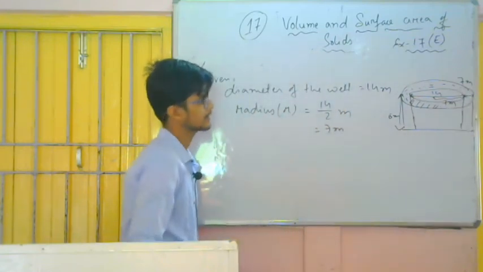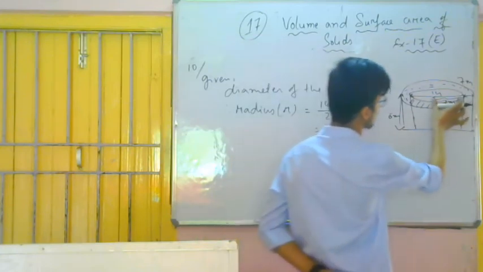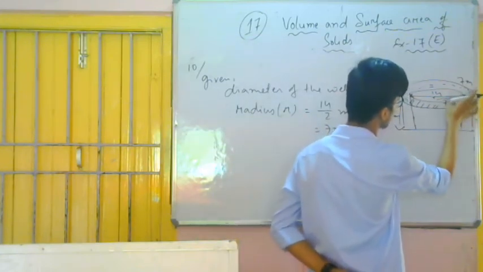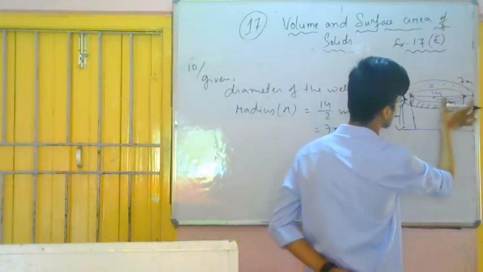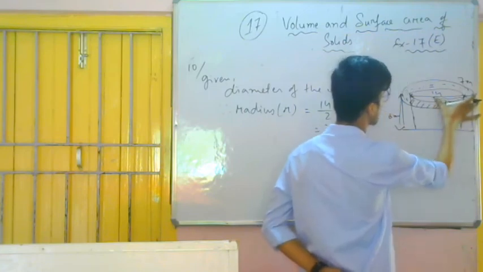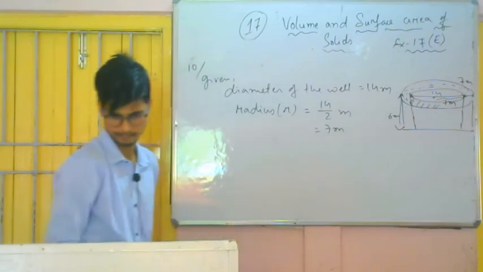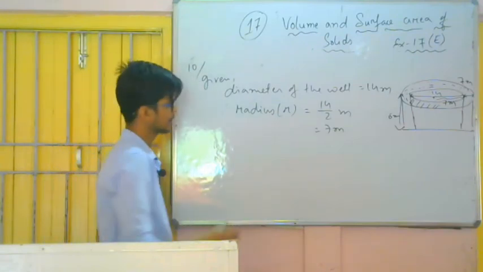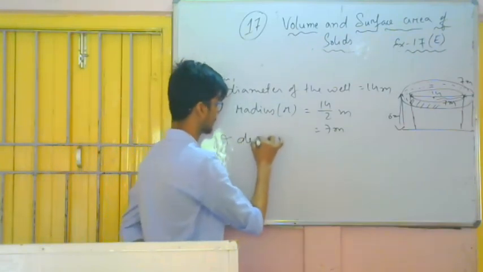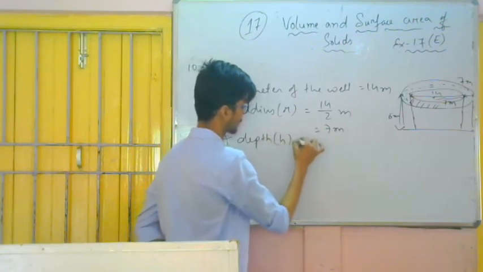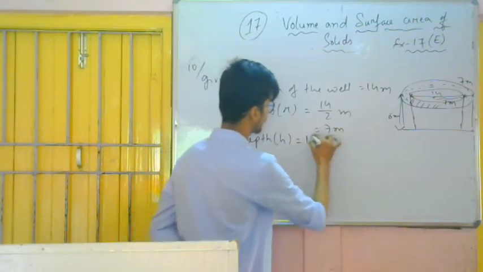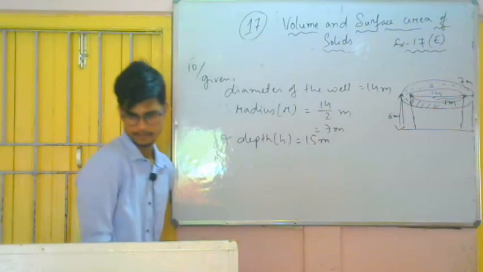And if I want to find the external radius, it will be 7 plus this one, this is the external radius, another circle again formed. So this is the external radius, that means 7 plus 7, it will be 14. And depth h is given 15 meter, depth is given.